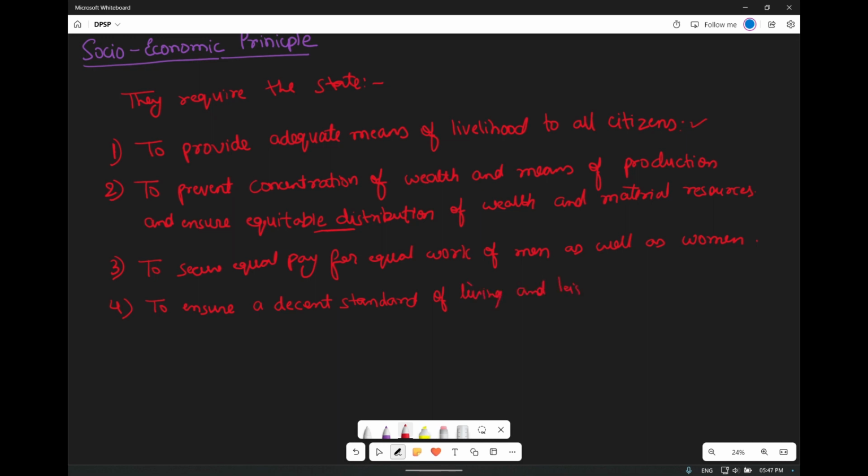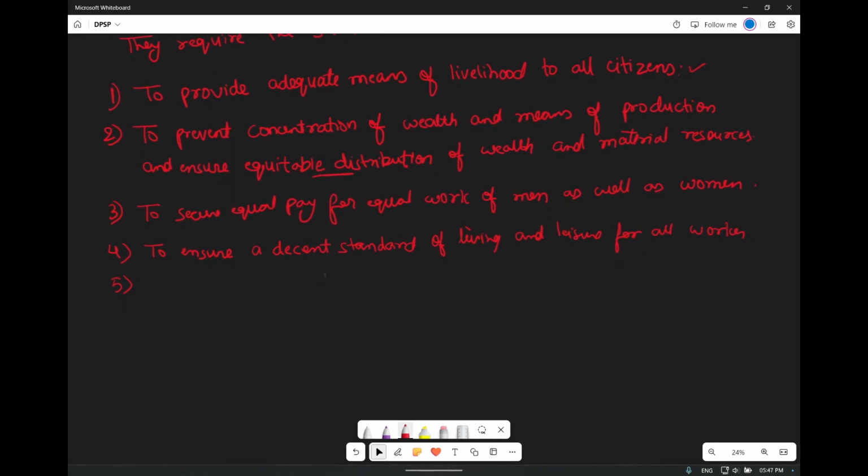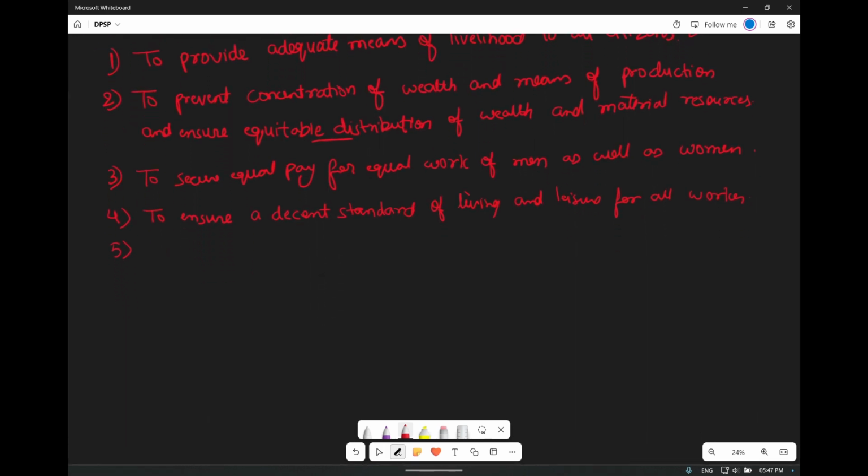And so what is the free time or a standard that should be there for any kind of living or any kind of work? It should be for all, even the leisure period, so it should be for all workers. There should not be discrimination of any kind.